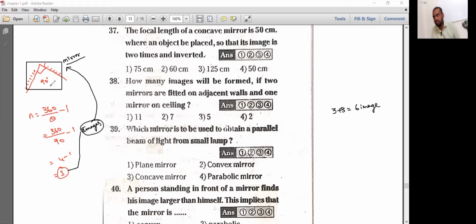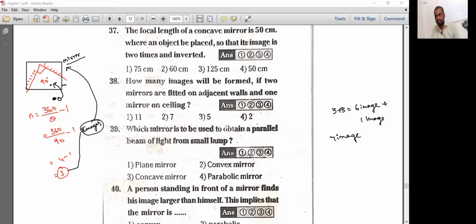Now look here, the object is placed at the bottom of this plane mirror. So this object's image will also form inside the ceiling mirror, one extra image. I hope all of you understood. So a total of 7 images will be formed.